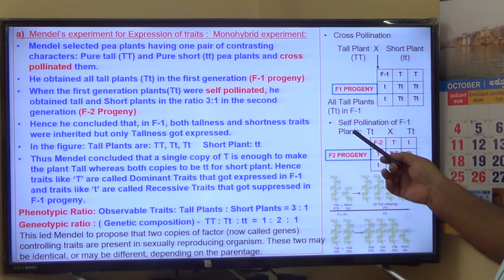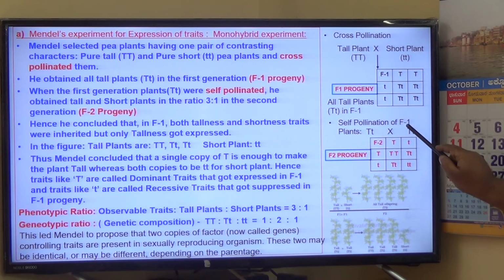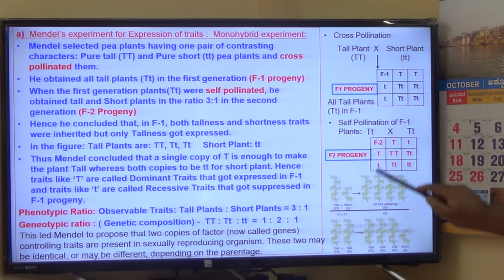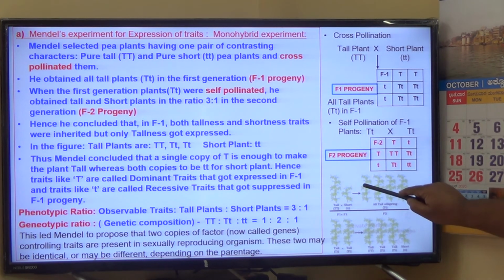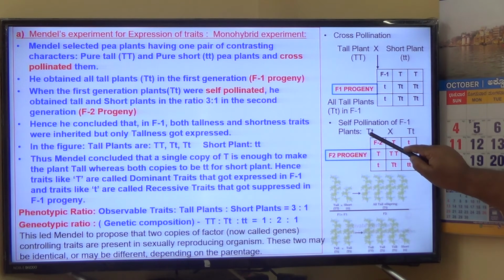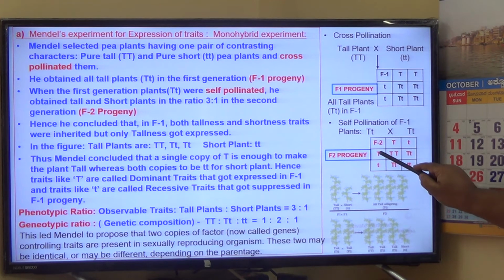Now he carried out a self-pollination. He carried out the self-pollination of the F1 generation plants, that is, a plant consisting of a genetic combination of capital T and small t, versus another of T and small t. One plant you can take this side, another plant you can take this side. The alleles or the gametes contain one capital T and one small t. This is a capital T gamete and this is a small t gamete. Here also, another plant, capital T gamete and small t gamete.